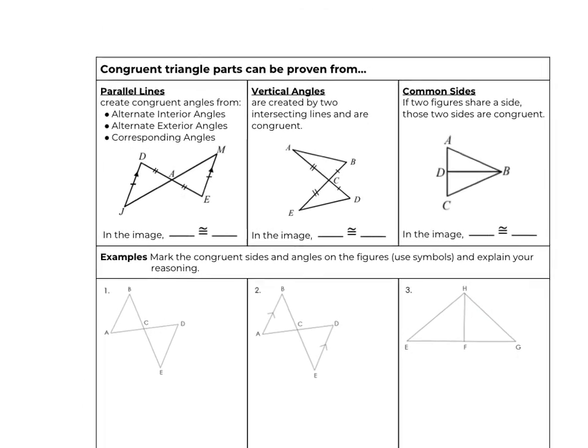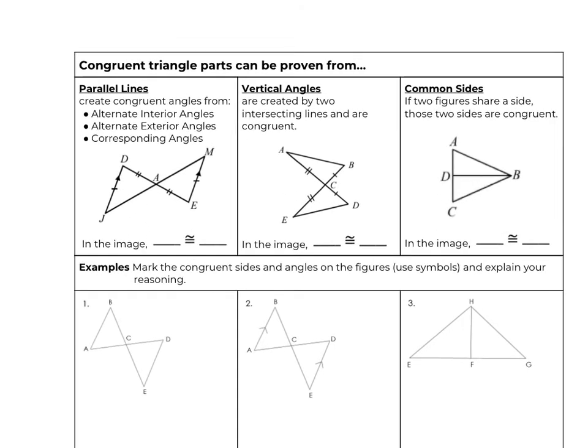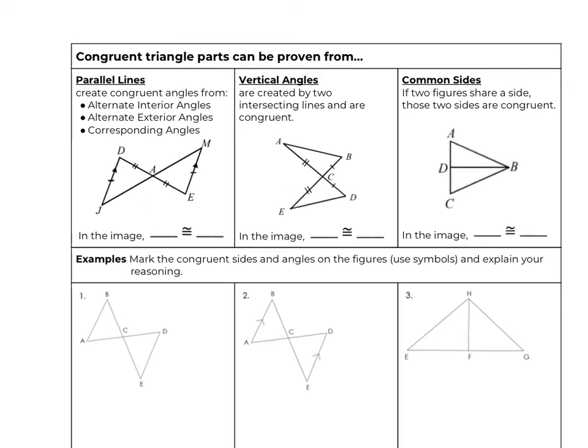Okay, so some things to keep in mind when we're looking at congruent triangles or trying to prove congruent triangles is we can still get congruent parts from things that we have learned beforehand, okay? So one option for this is parallel lines. Parallel lines, remember that is marked by the little arrows on the lines, create congruent angles when there are alternate interior angles, alternate exterior angles, or corresponding angles, okay?